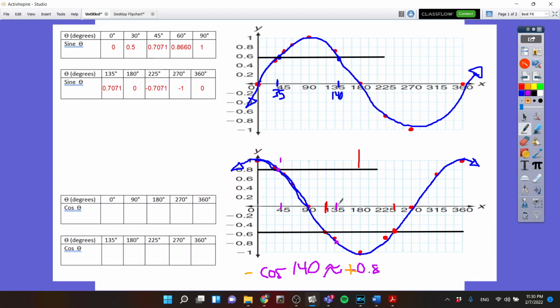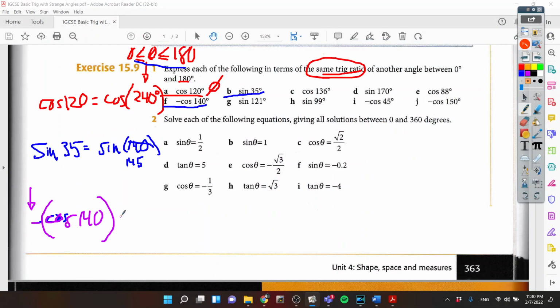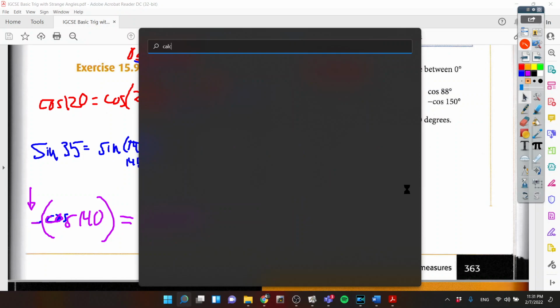It was 135 plus 5, so here it's going to be 45 minus 5. This is going to be at 40 degrees. So you can use that symmetry. This should be equal to cosine of 40 degrees. Let's go ahead and test it. So bring out my trusty calculator that I closed.